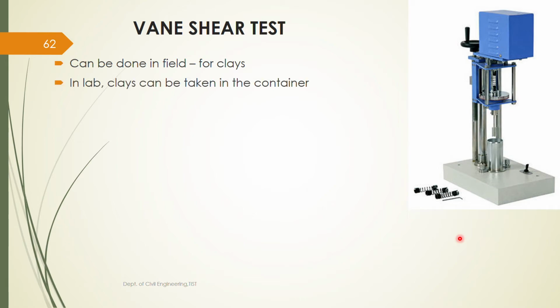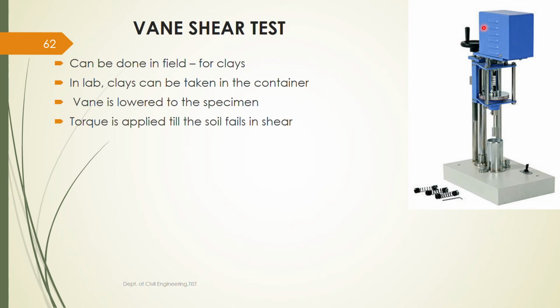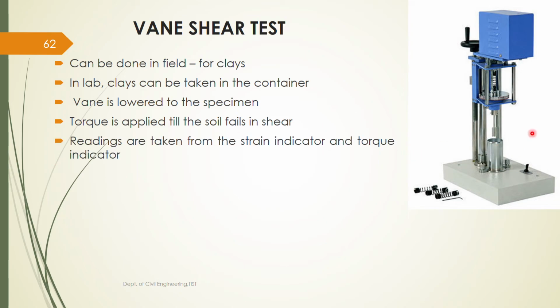In the lab, here you can see a steel container, right? In this container we will be taking clay, and you can see a vane also. Vane is nothing but blades which are connected together. This vane is lowered into the specimen, into the soil, and here you can see a handle, and through this handle we will be rotating this vane. We will be applying torque till the soil fails in shear, and we have indicators for strain and torque.